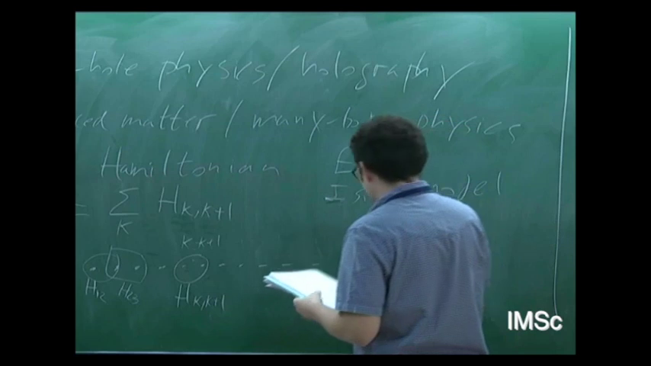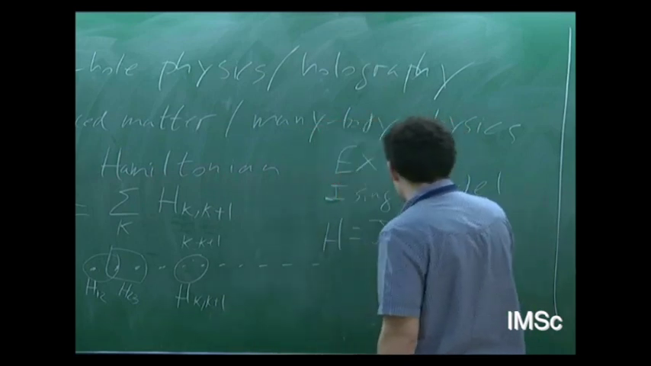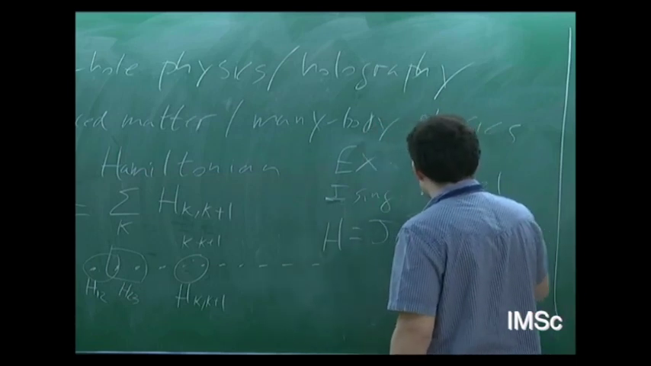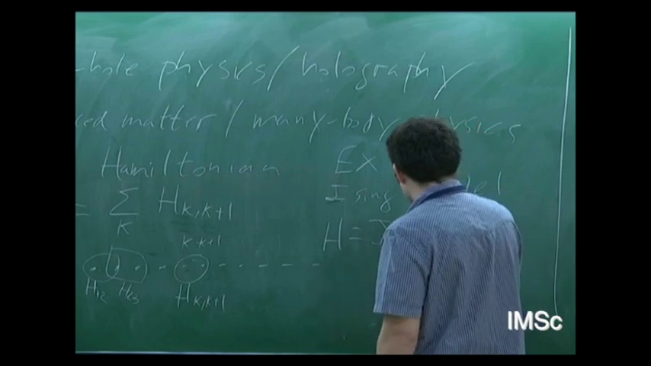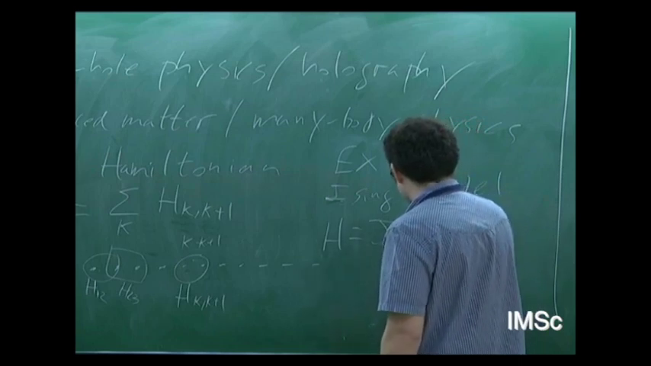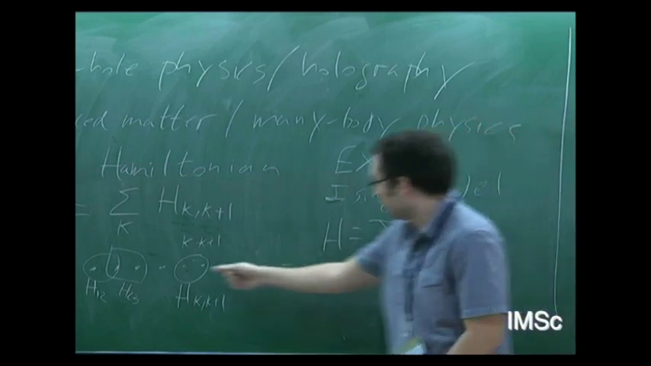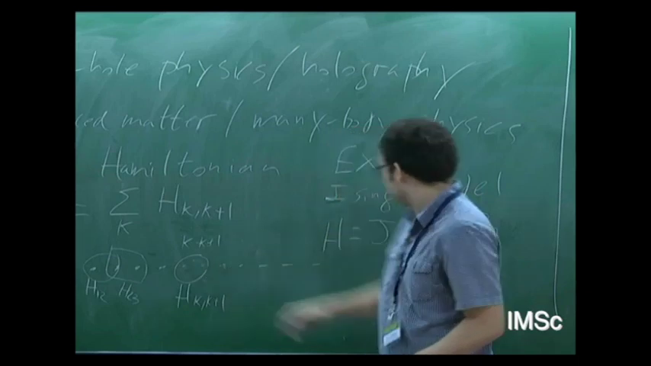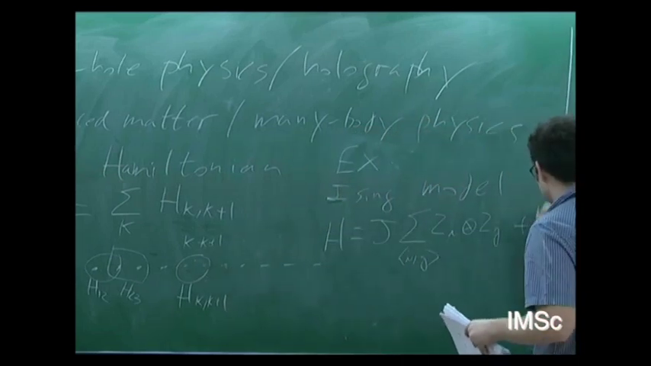One is the Ising model, right? What's the Ising model? Well, we have some constant J, and you sum over Pauli matrix Z on nearest neighbors, right? So let me write it like this. This means that I and J are nearest neighbors. On a line it's just this. On a square it would be this with this, this with this, right? And we can have some magnetic field if you want.